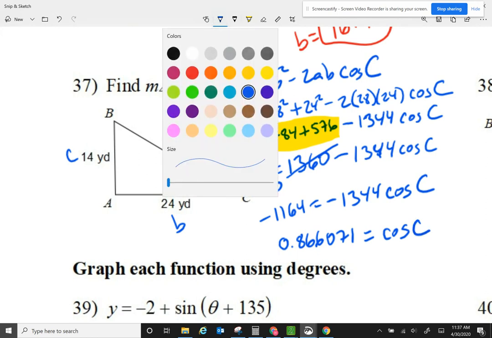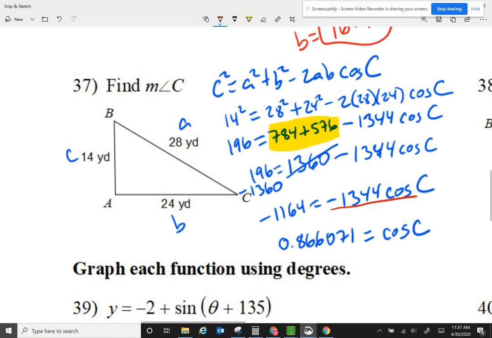Once again, let me write down what I just did. I divided each side by negative 1,344. So that's how I got the 0.866071 was cosine of C.